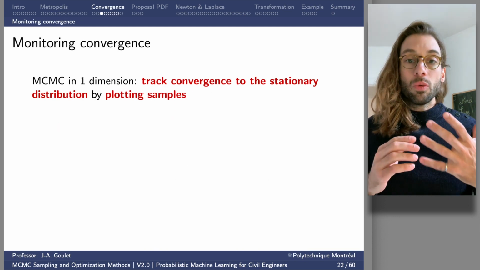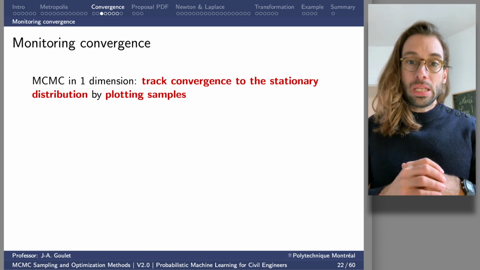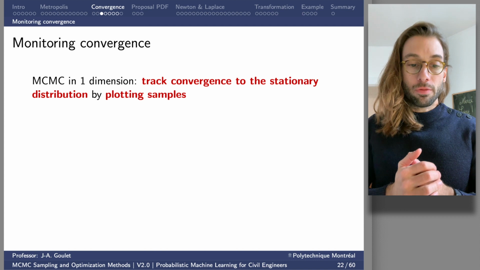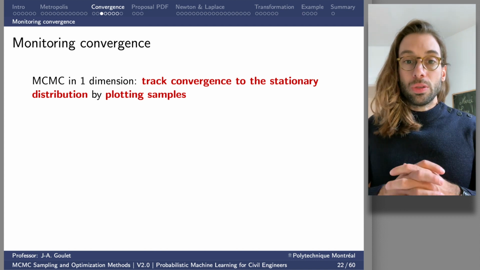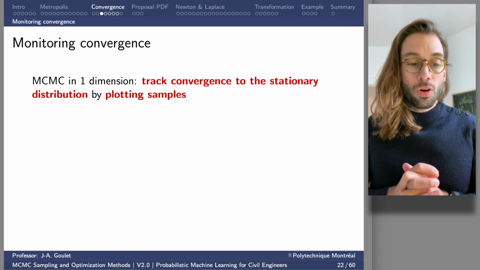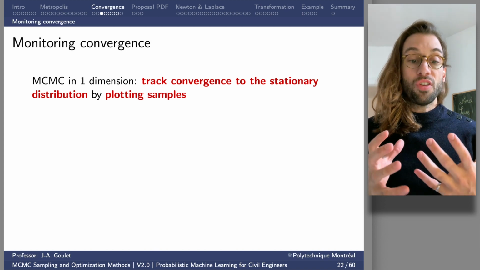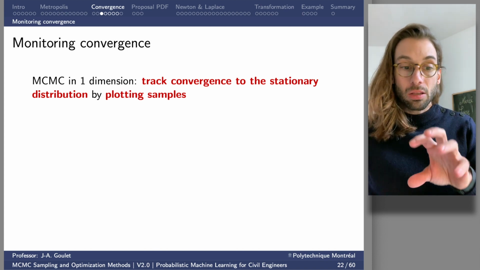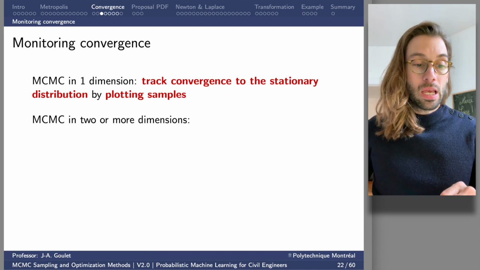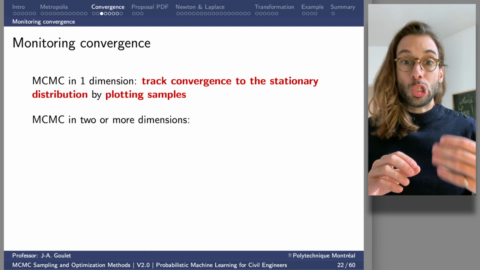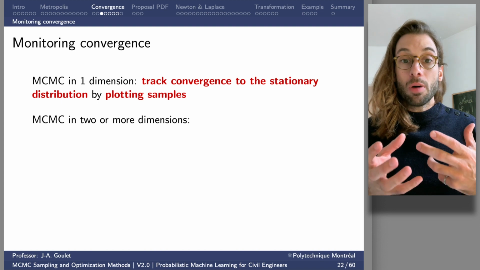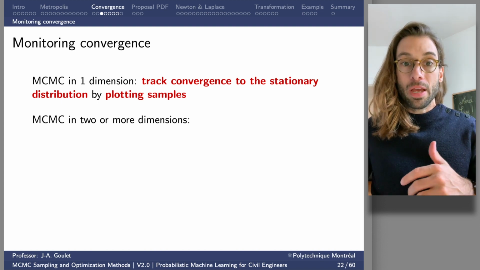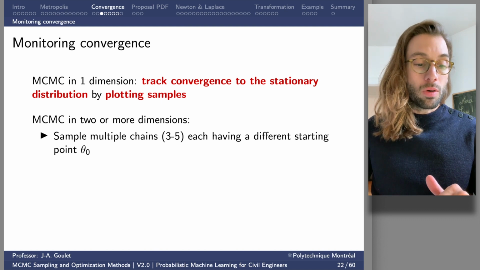So then how can we monitor, is 100 samples enough? Is 1,000 samples enough? Is 100,000 samples enough? If we want to do that monitoring for convergence in one dimension, this is fairly easy to do because you can directly plot your chain and look, is it roughly stationary by looking at the samples. But when you're in 2 or more dimensions, it's much harder to look at, okay? Because you might have dependency between your dimensions. It's going to be harder to evaluate.